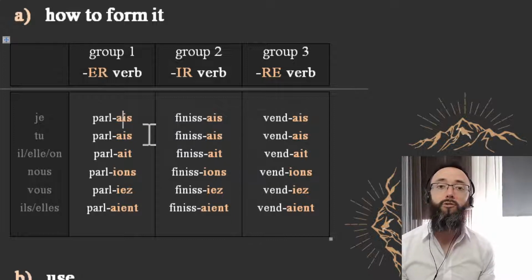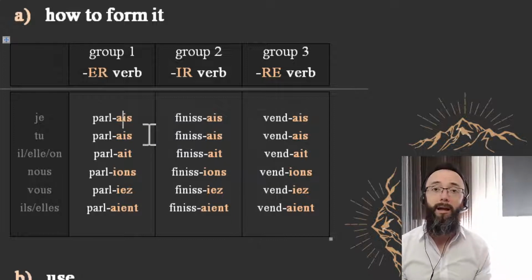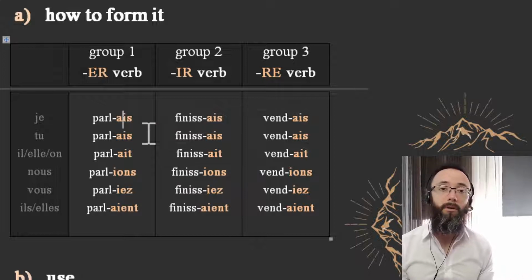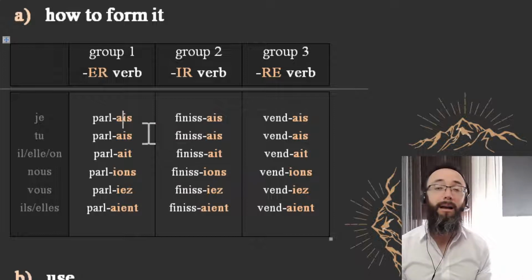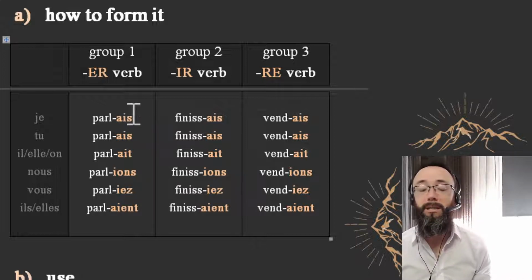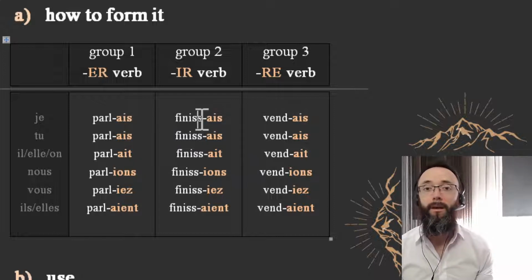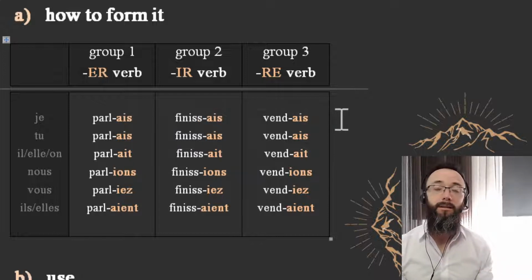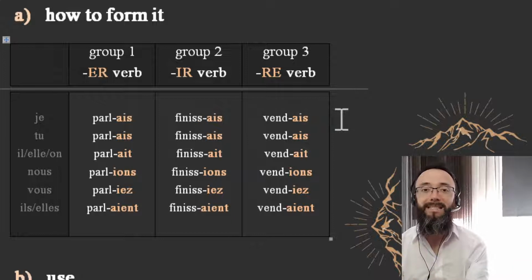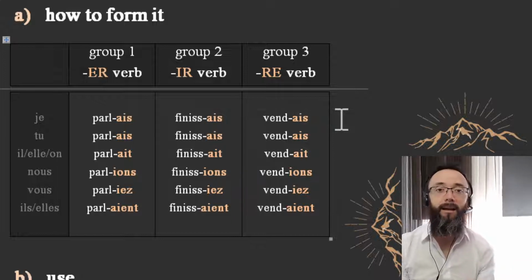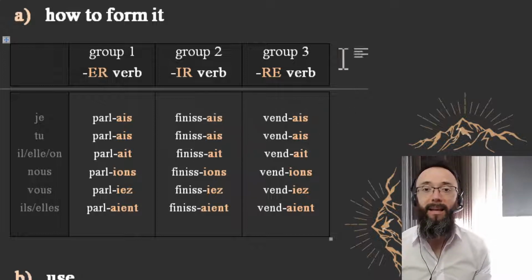Je parlais, tu parlais, il, elle, on parlait. Nous parlions, vous parliez, ils, elles parlaient. Okay, to speak, to talk, parler. Finir. Je finissais, tu finissais, il, elle, on finissait. Nous finissions, vous finissiez, ils, elles finissaient.